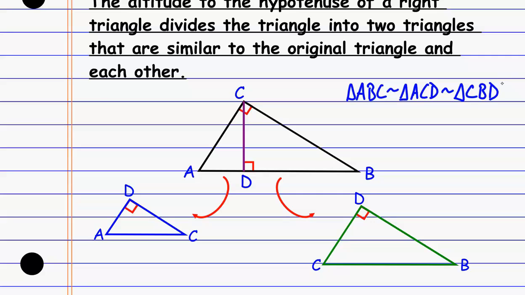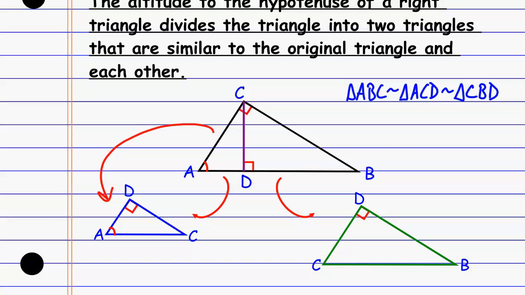The reason this theorem works, we're not going to go through the proof, but hopefully it's obvious when you look at this. They all have right angles, so right away I have one angle. When I look at the original and this one down here, I can see that they share angle A. Because they share angle A, and they each have a right angle, the angles are the same, so they're similar by angle.